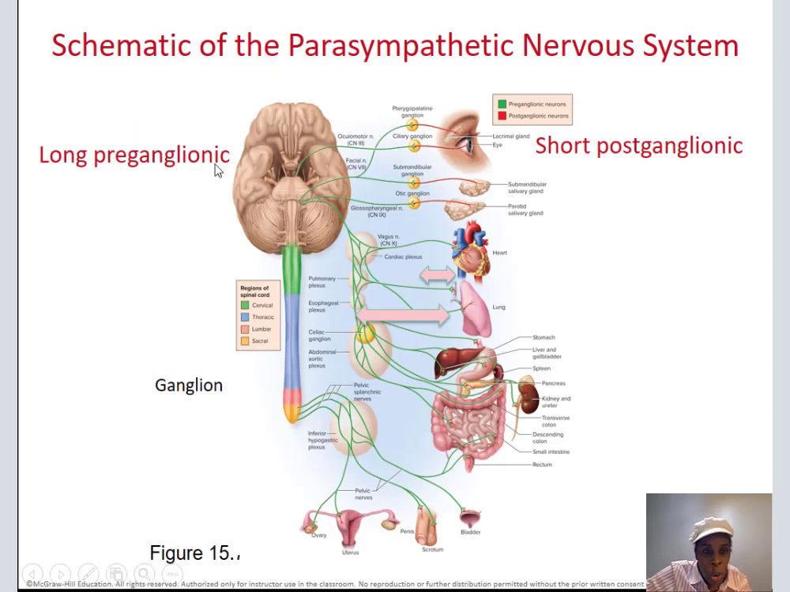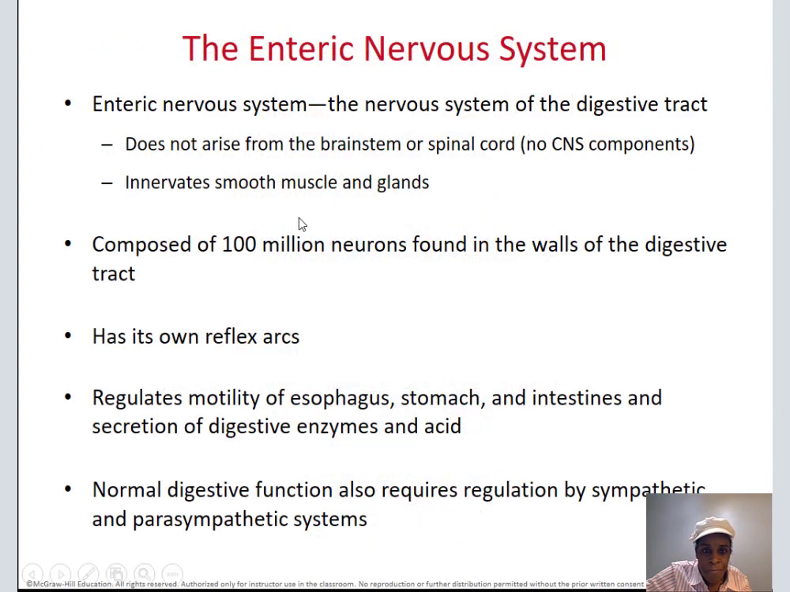Look at it here. The long preganglionic and the short postganglionic. So we have the ganglia almost in the target organ, sometimes right next to it. So long pre and short post. You see here, for example, we have the craniosacral, because the nerve that will come from the cranial area is the one that will be innervating these organs. The enteric nervous system is like a nervous system of the digestive tract. So just to tell you that we have a nervous system that controls our digestion.